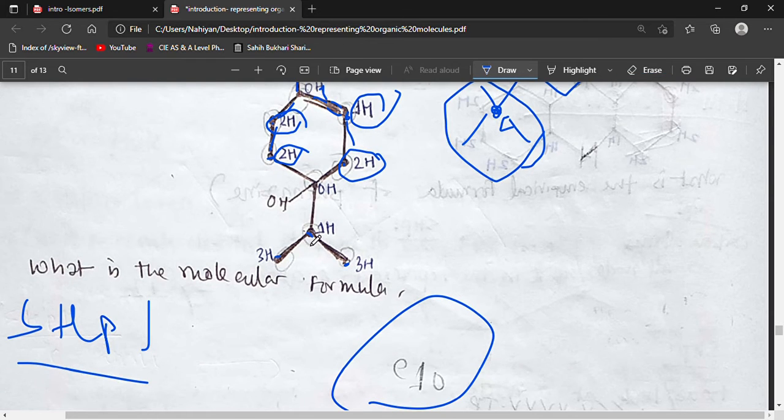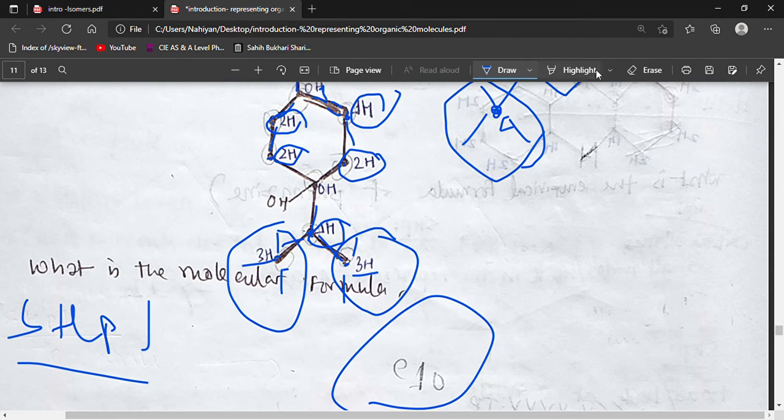Moving on to this one, it has 1, 2, 3 other bonds, and it can have one more hydrogen. And lastly, this has only one bond, and there are 3 more bonds it can have, so it can have 3 hydrogens. This can also have 3 more bonds, so it can have 3 hydrogens.